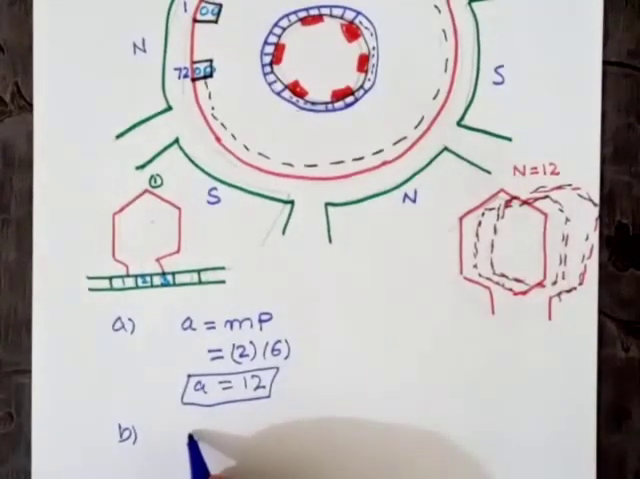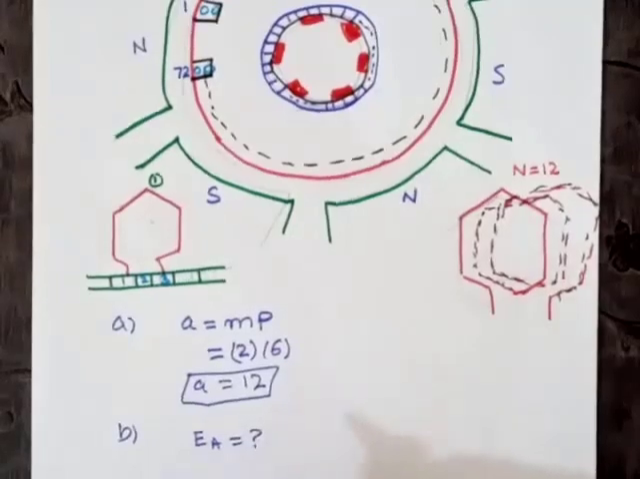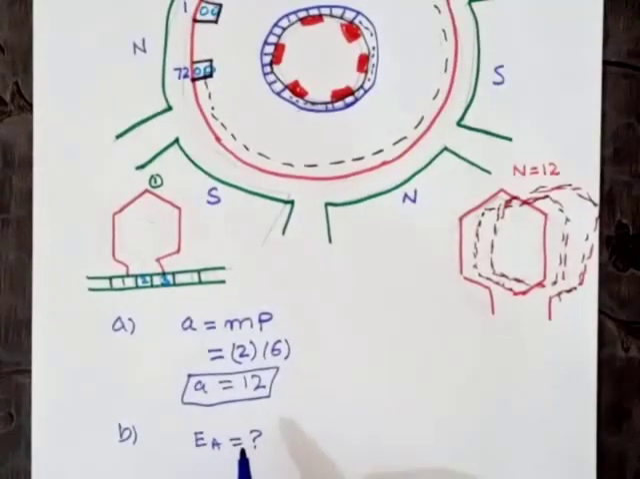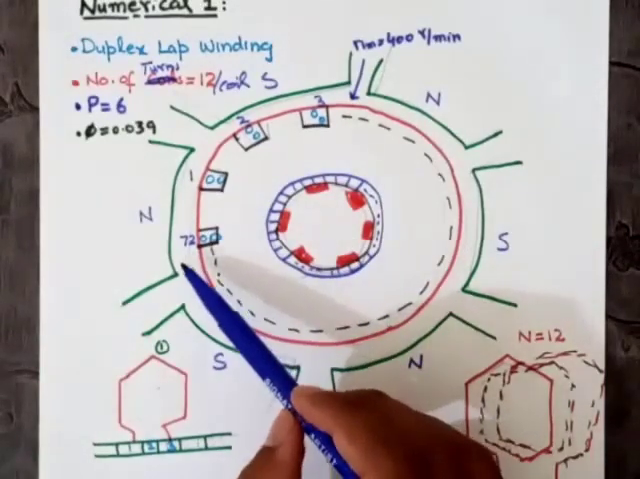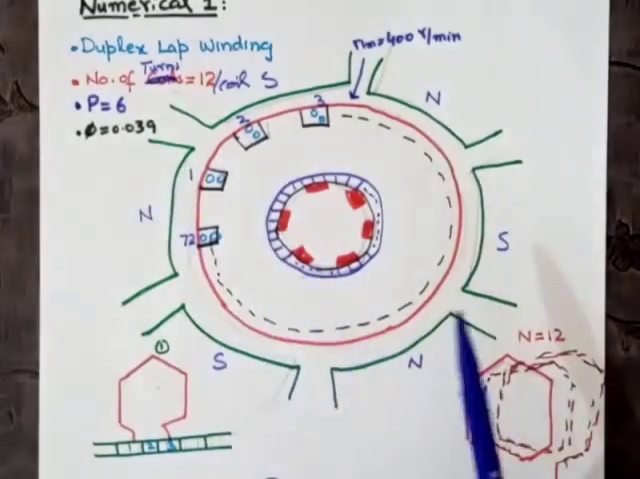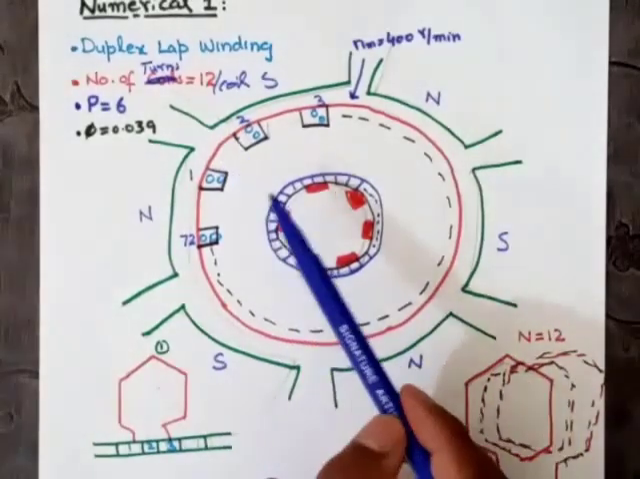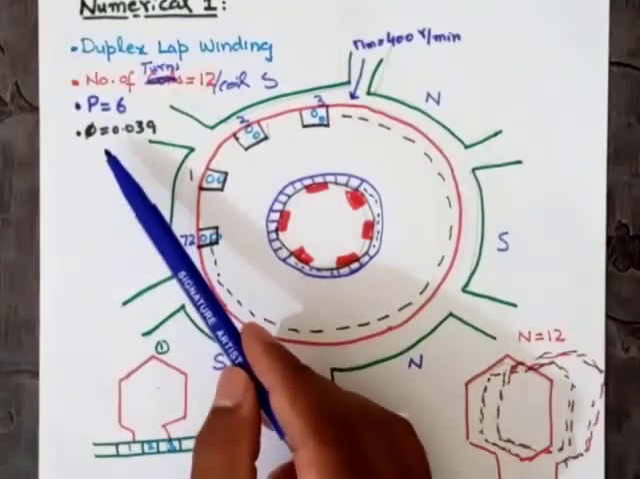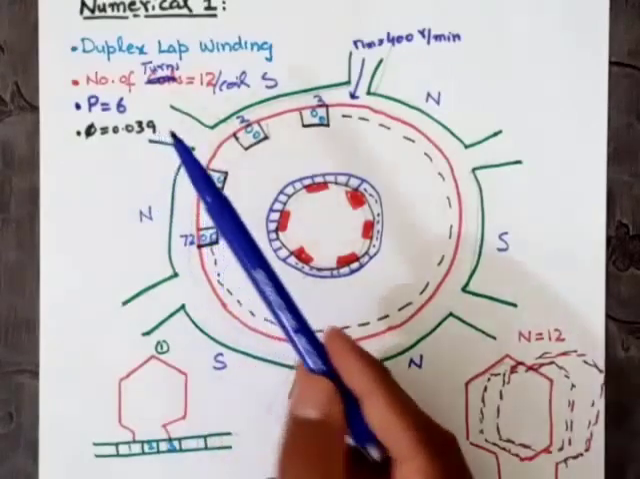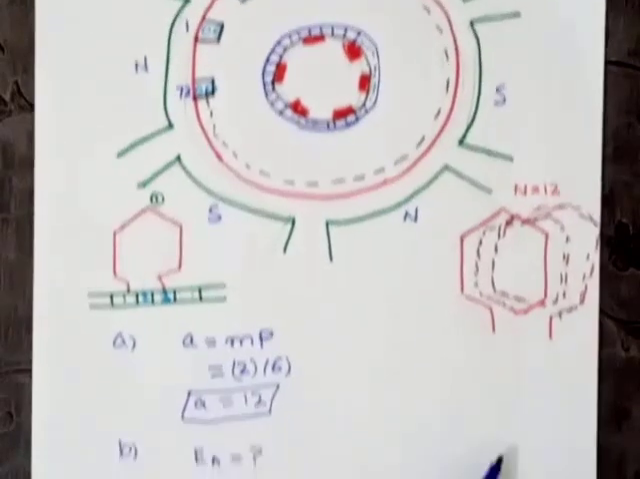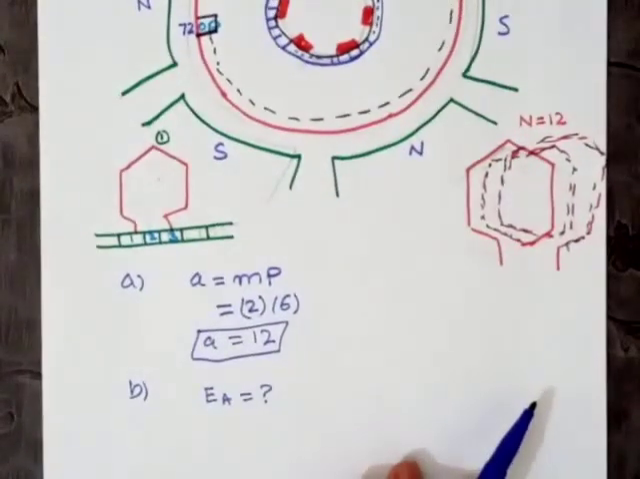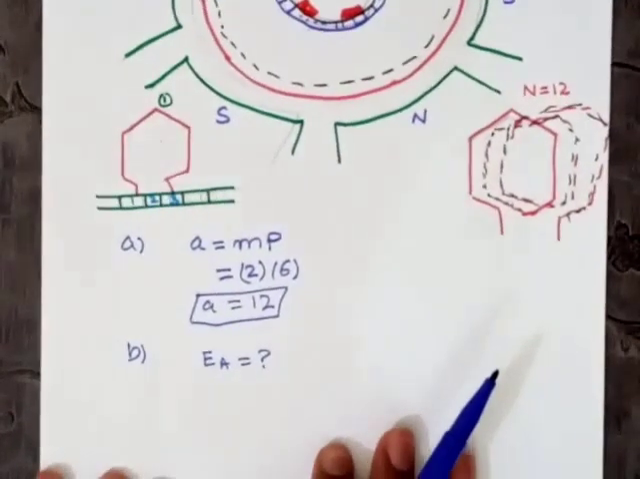In part B, the question is, what is its induced voltage EA? That is, what is the value of the induced voltage in the given problem? If there are 72 coils, each coil consists of 12 turns, winding is duplex, number of poles are 6, and the value of the flux is 0.039, then what will be the value of the induced voltage? That is, we want to find the value of the induced voltage EA.